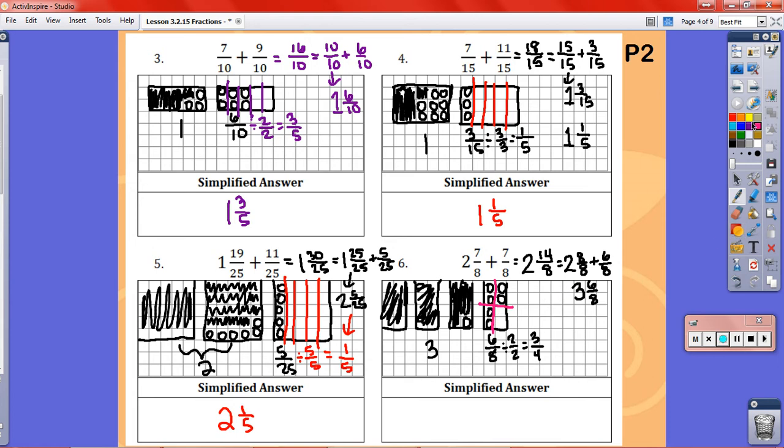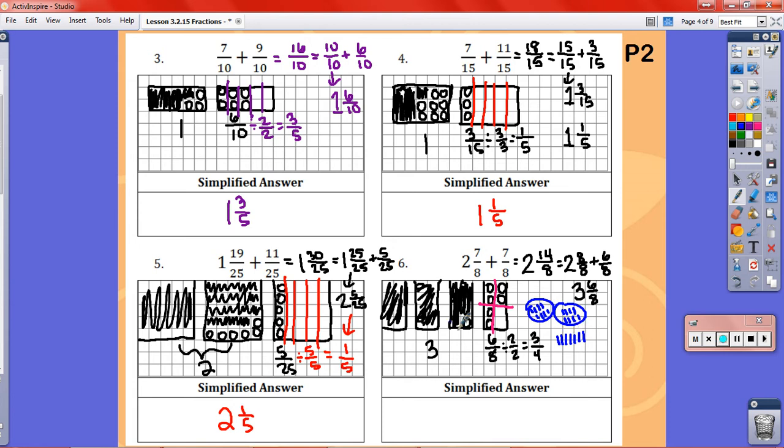And another way to show this, because we're starting to get into having a lot of whole numbers, is, well, let's represent a whole as a circle. So we have 2 wholes, and then we have 7/8. 1, 2, 3, 4, 5, 6, 7. And in this whole I would have 1, 2, 3, 4, 5, 6, 7, 8. So it's the same thing I have here.